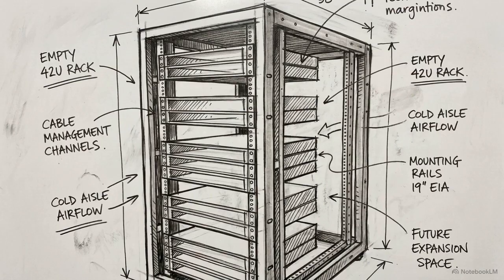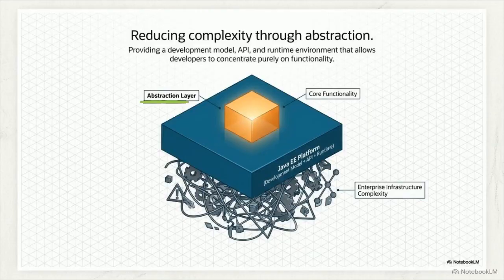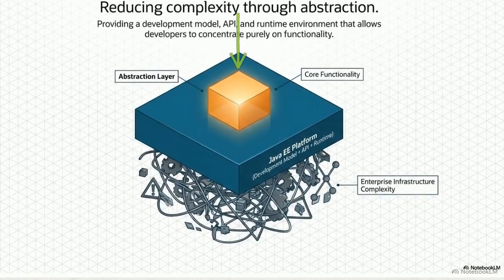But scaling up introduces a severe architectural problem. The underlying hardware, network requests, and security protocols rapidly form an unmanageable tangle of complexity that overwhelms the developer. This model demonstrates Java EE's primary solution to that problem. The platform operates as a clean abstraction layer. It entirely isolates your core business functionality, the orange block, from the chaotic enterprise infrastructure underneath it.